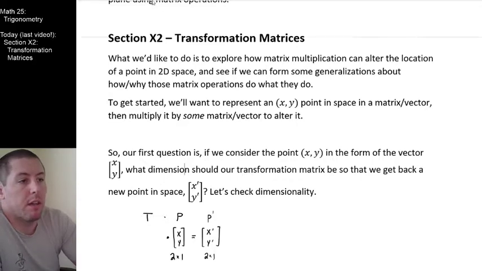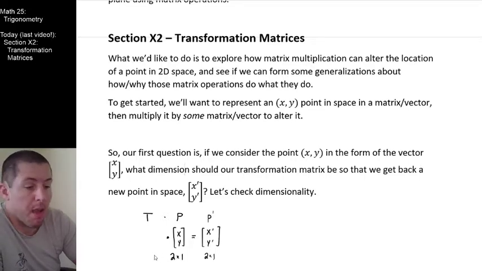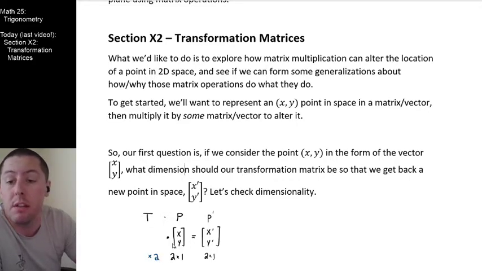Well, what we learned in the last class is that we need our inner dimensions to match if we're going to be able to do the multiplication at all. So based on that, what I know is this dimension has to be a 2 so that it matches this 2 so that the multiplication is legal at all.